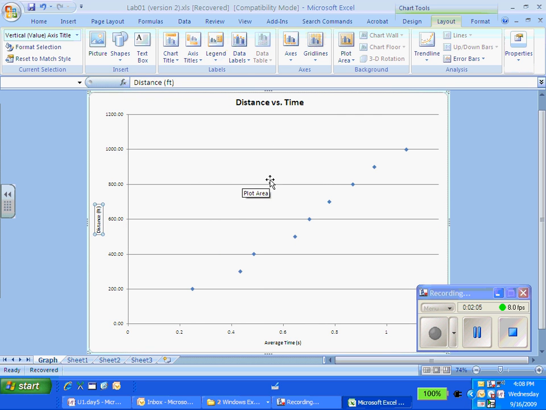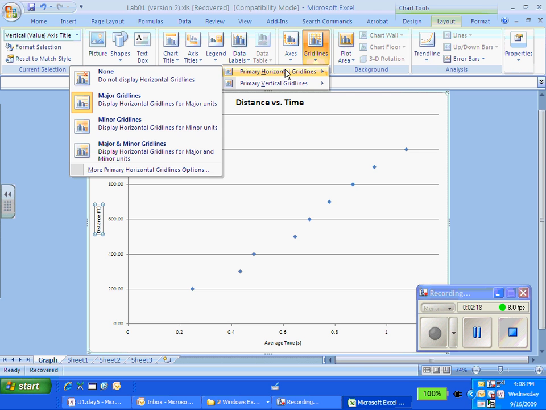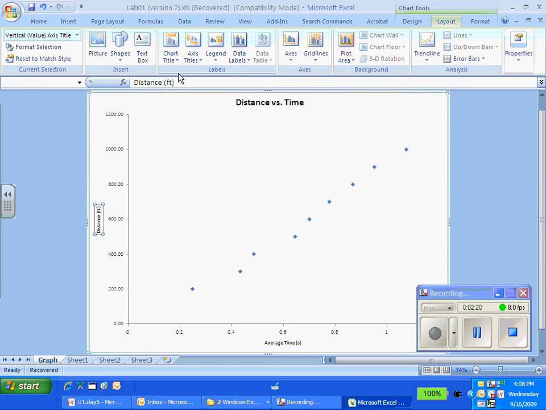Now the last thing I would like to do is get rid of these horizontal lines that are through the center of my graph. So I go up to Axes, Grid Lines, Primary Horizontal Grid Lines, and None. Now I have a nice looking graph that is labeled with units on the axes and a good descriptive title.